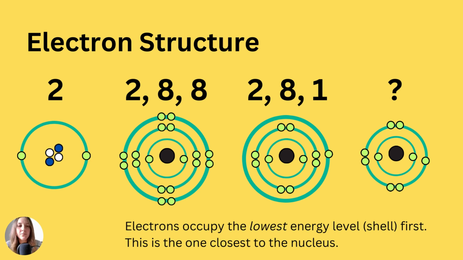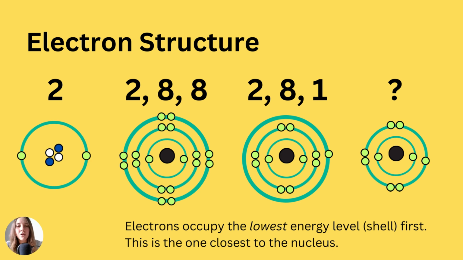One thing to note is as the atom gets bigger, the electrons need to find different shells to fit into. So the first shell, you can only fit two electrons in. The second shell, you can fit at most eight, and the third shell, you can also fit another eight electrons.